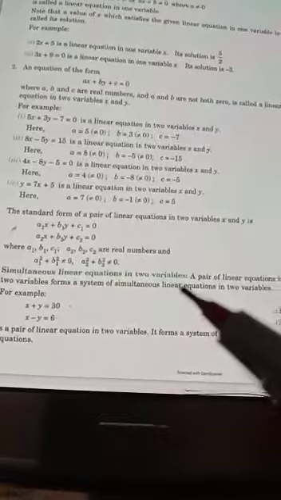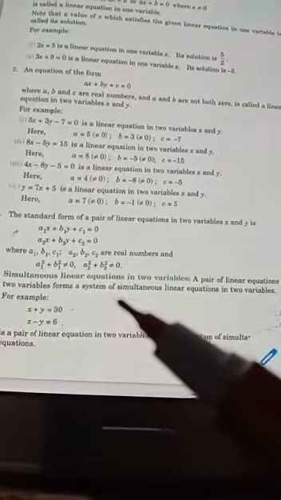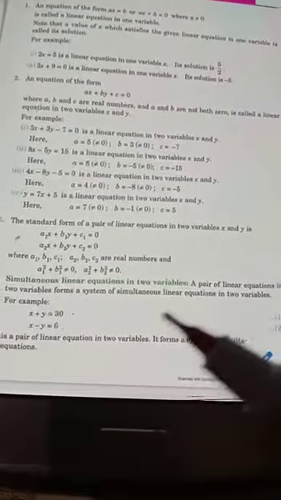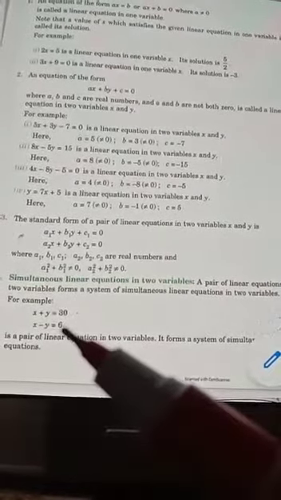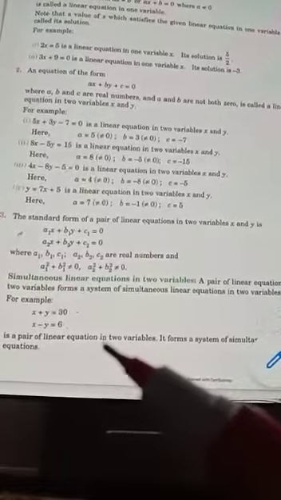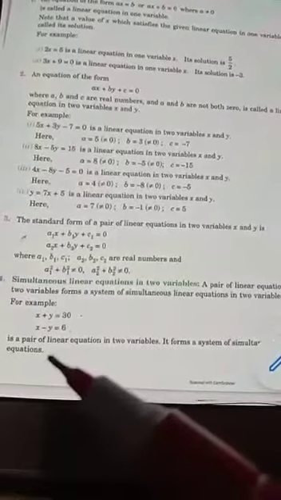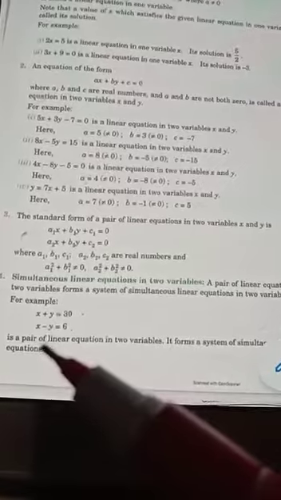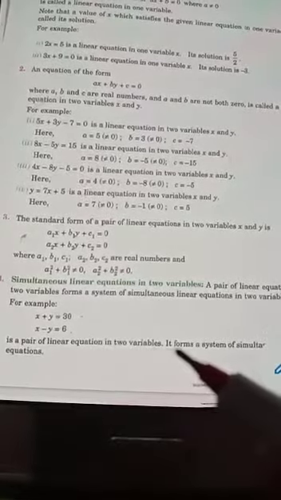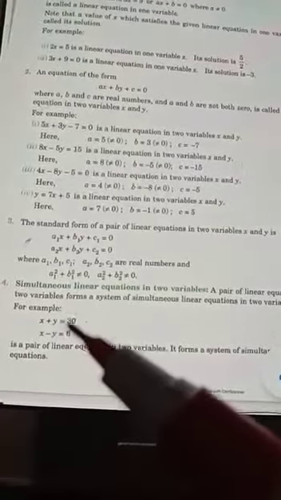Simultaneous linear equations in two variables. A pair of linear equations in two variables forms a system of simultaneous linear equations in two variables. For example, x + y = 30, x - y = 6 is a pair of linear equations in two variables. It forms a system of simultaneous equations where the constant term lies on the right hand side.